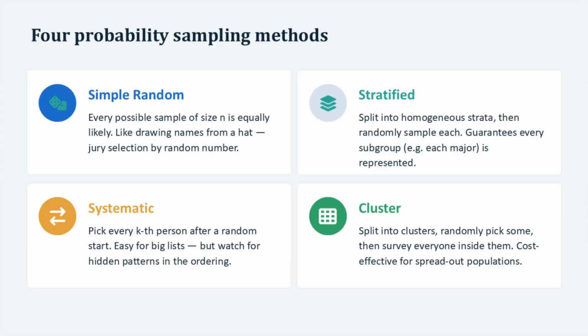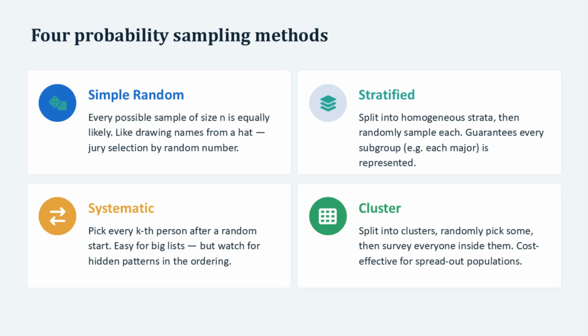Imagine scientists want to study bee health across an entire country. Visiting every location would be incredibly expensive. So instead, they might randomly choose 100 regions and then study all the bees within those selected regions. Cluster sampling can be very cost-effective, especially when the population is spread out over a large geographic area.